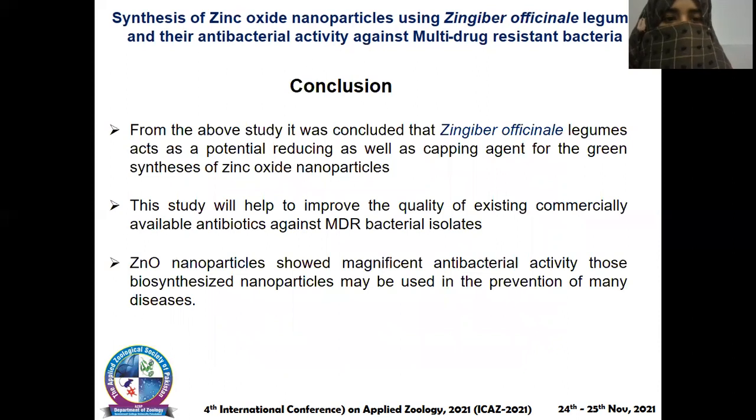The last one is conclusion. From the above study, it is concluded that Zingiber officinale rhizome acts as a potential reducing as well as capping agent for the green synthesis of zinc oxide nanoparticles. So this study will help to improve the quality of existing commercially available antibiotics against MDR isolates. Zinc oxide nanoparticles showed magnificent antibacterial activity. These biosynthesized nanoparticles may be useful in the prevention of many diseases.